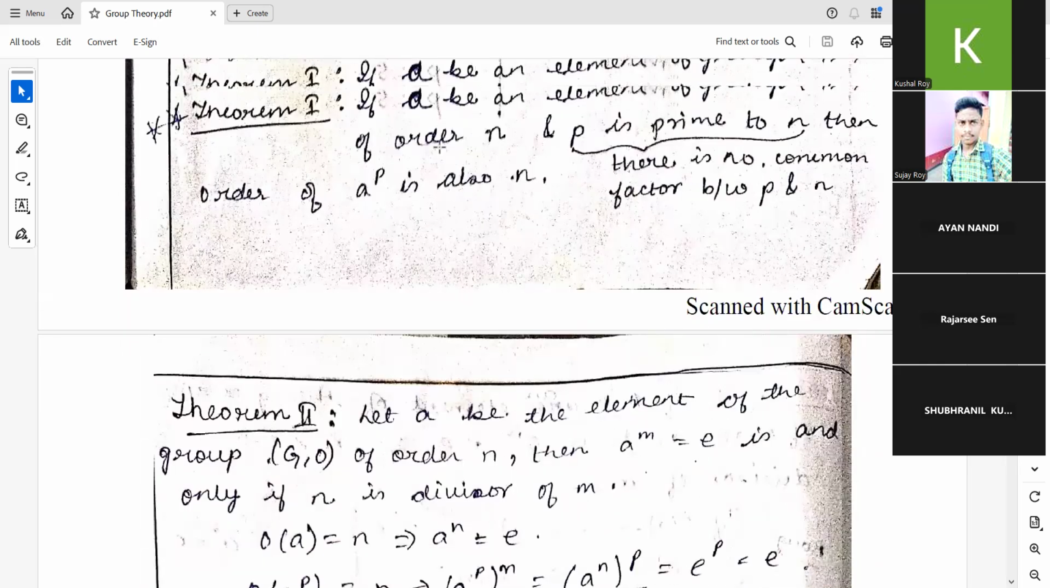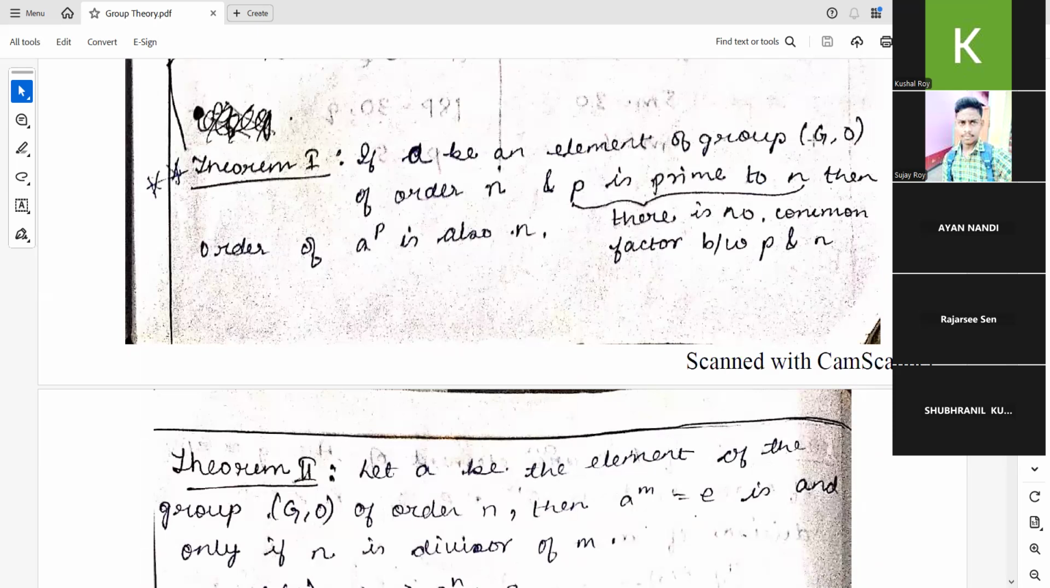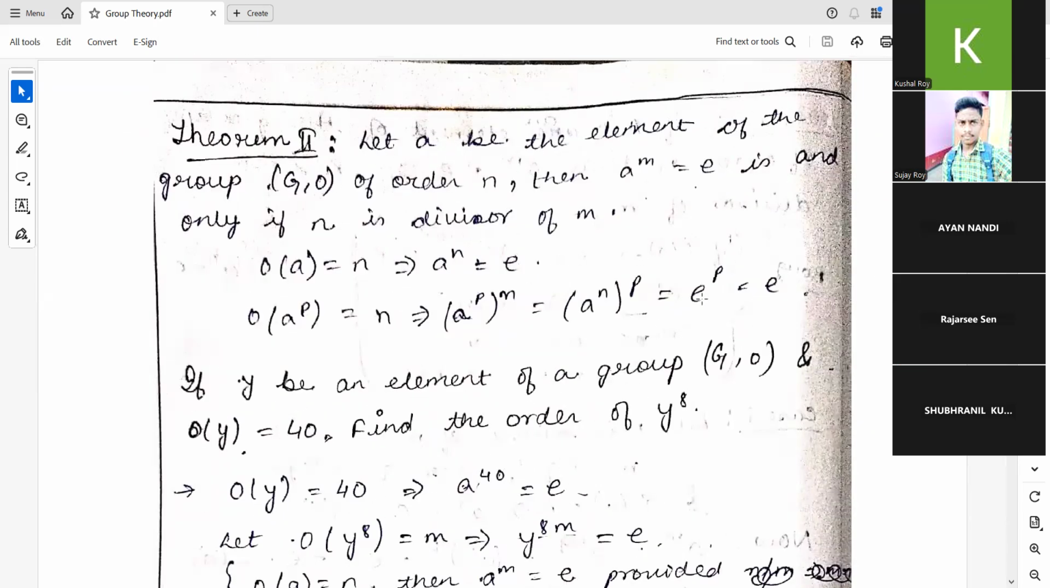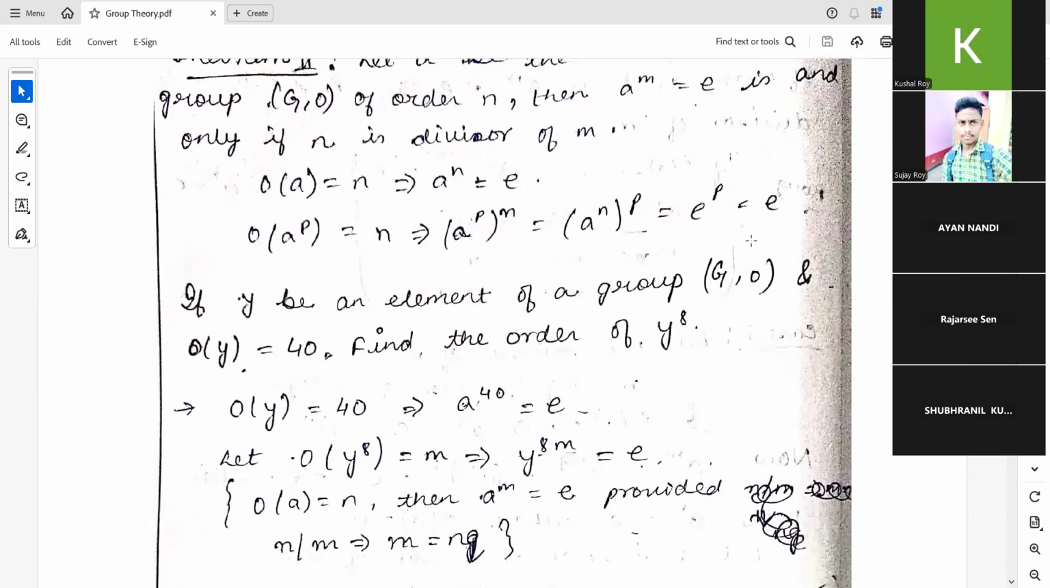So next theorem. If a is an element of a group G of order n and p is prime to n, in that case, the order of a to the power p is also n. So this is the theorem. Now order of a is n, which gives you a to the power n is identity. Now we have to show the order of a to the power p is n. How? Now a to the power p whole to the power n.